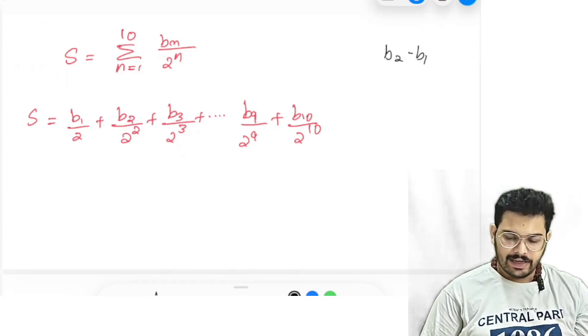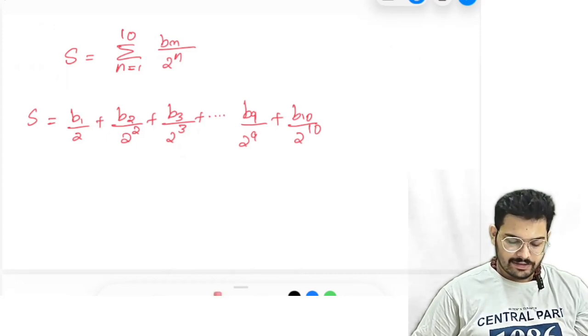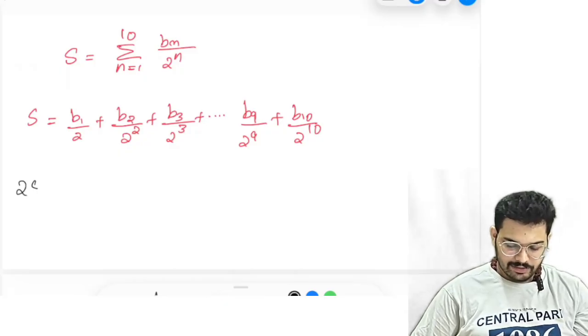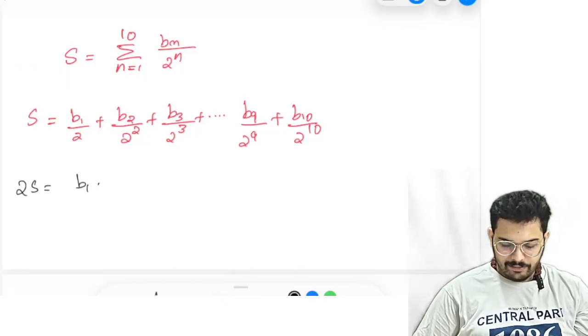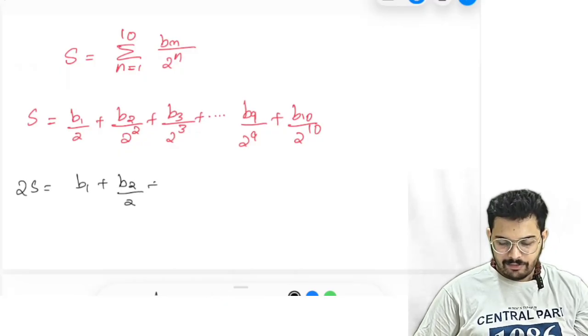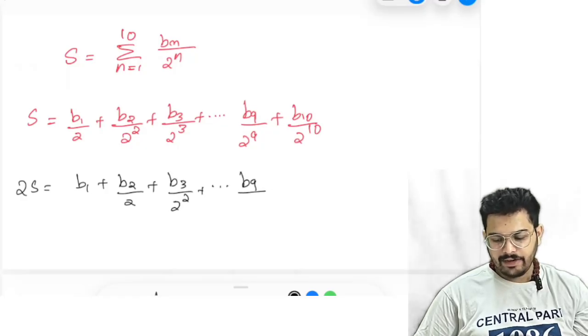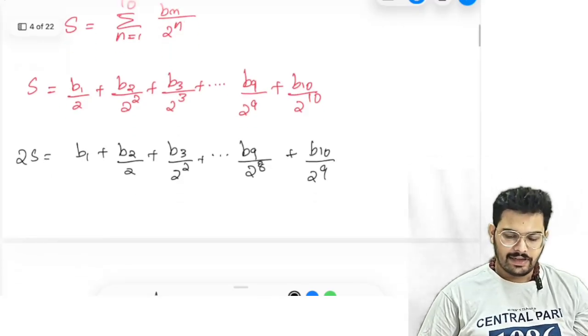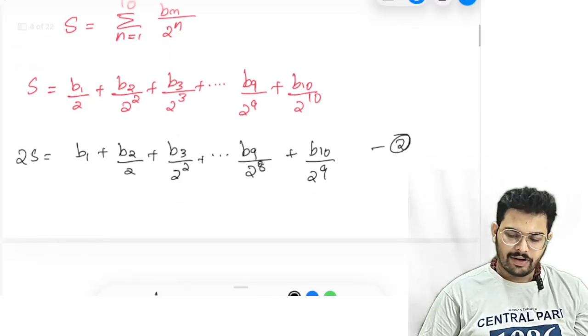So we will be solving like an AGP, or we can do one thing, just take 2S. When you take 2S, this will become b1 plus b2 divided by 2 plus b3 divided by 2 square plus etc., b9 divided by 2 raised to 8 plus b10 divided by 2 raised to 9. We just multiplied the whole term with 2. Now we subtract equation number 2 and 1.